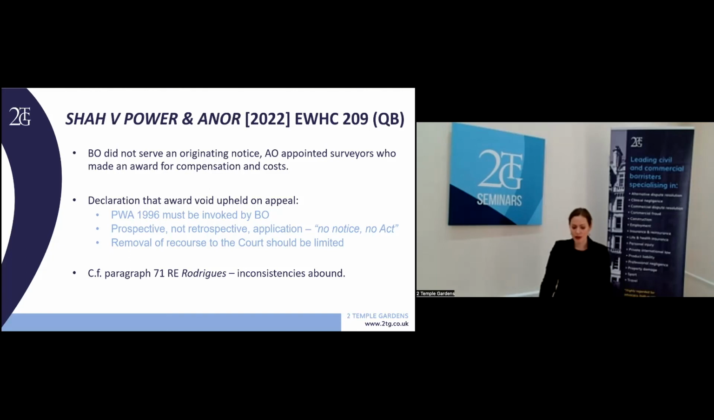Second, the Court found that the wording of the Act suggested that its provisions were designed to have prospective and not retrospective application. In particular, the Court focused on the definition of building owner that we looked at earlier, the person who is desirous of exercising rights under the Act. Now, it was held that desirous of exercising rights is not consistent with someone who already has purported to exercise those rights. As the Court said, this supports the no notice, no Act mantra and the view that the Act does not come into play unless a notice is served.